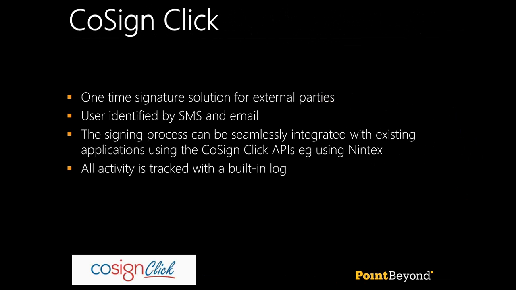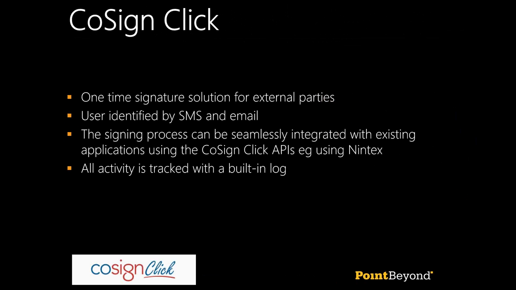The way it works is that we identify our user by sending an SMS text to their mobile phone and an email. Then when they come to sign it, they can sign the document very easily, and I'll demo that in a second. We can also integrate that whole signing process with our existing applications using APIs, and we've also made use of an in-text workflow to push documents out to CoSign Click as well. Again, we'll be showing that in the demo later. The last thing worth mentioning is that everything is tracked with a built-in audit log, so you get a full record of who's done what and when.